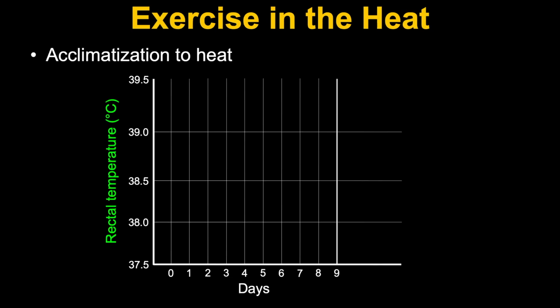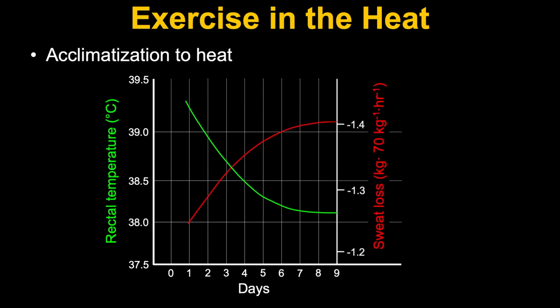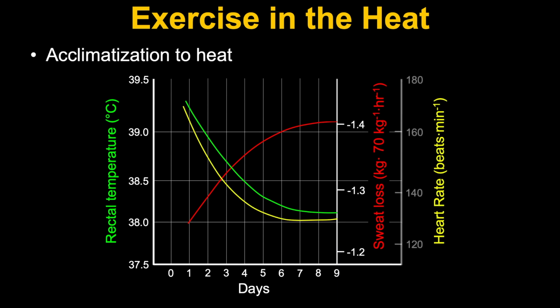In this diagram, we're going to look at acclimatization to heat. We have three y-axes here. The one on the left is rectal temperature in degrees Celsius. That's represented in green. The one in the middle is sweat loss, that's represented in red, and the one on the right is heart rate in beats per minute, that's in yellow. And on the x-axis, we have exercise for 100 minutes every day in the heat for 9 days.